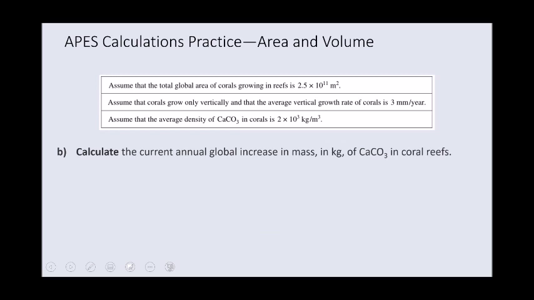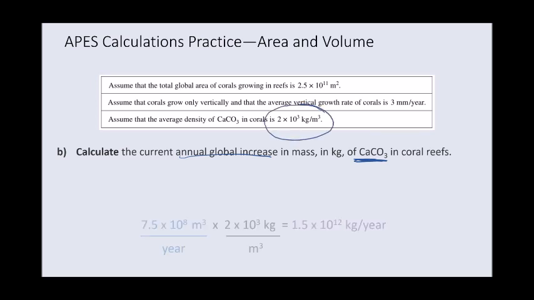B, calculate the current annual global increase in mass in kilograms of calcium carbonate in coral reefs. Now, I know how much they have actually grown in a year. That's that annual global increase. And now they're wanting me to calculate how much calcium carbonate is in that growth. Well, we do have a conversion factor that they've given us for that, and that's 2 times 10 to the third kilograms per meter cubed.